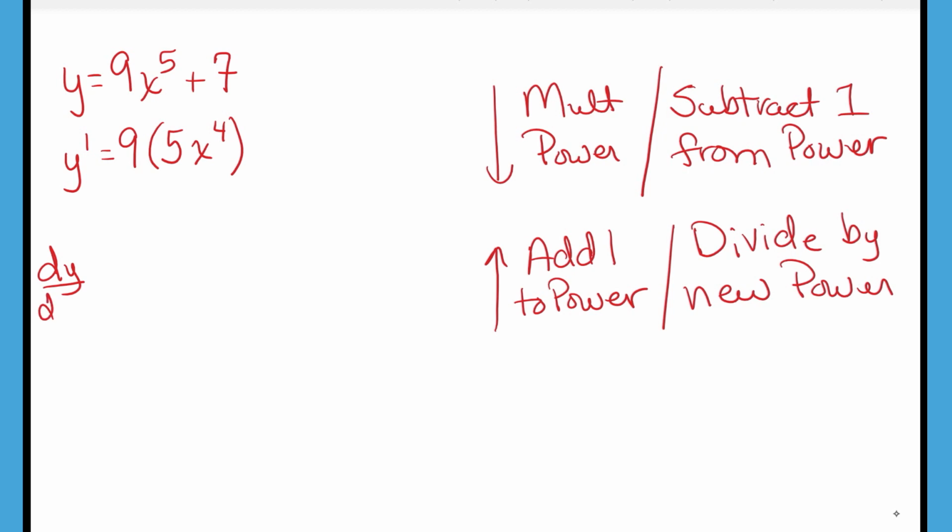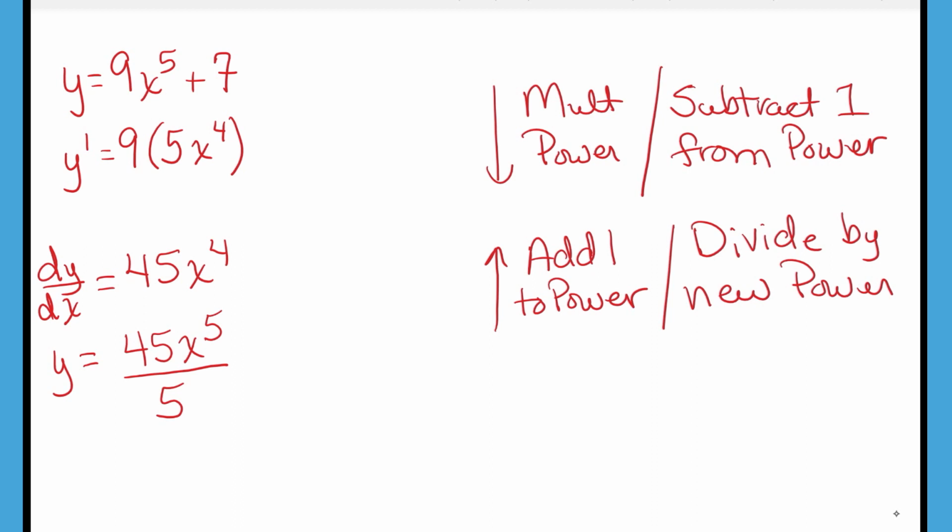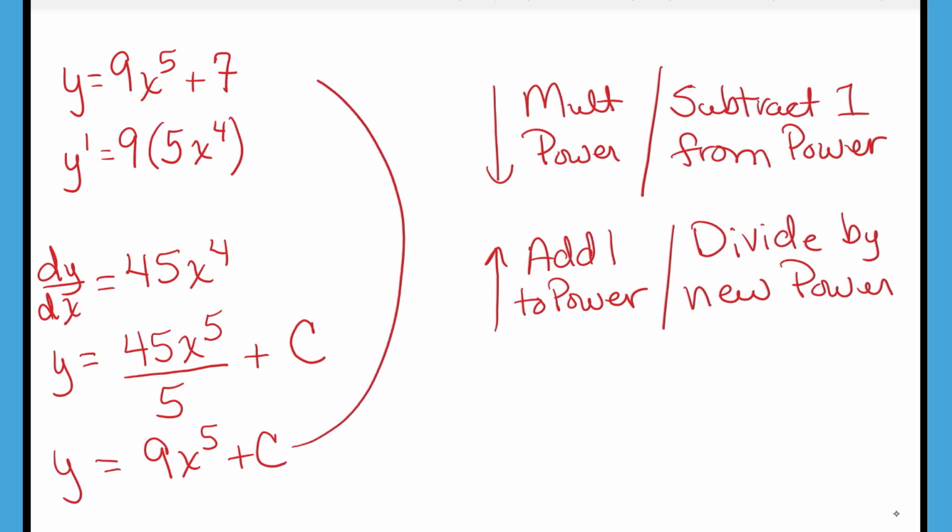Okay? So let's just say that I was given dy/dx equals 45x to the fourth. And let's see if this works. If I'm trying to find out what y is equal to, I'm going to add 1 to 4, and that is 5. And then I'm going to divide by that new power of 5. So I added a power and then divided by the new power. And then remember, we always have to add that mysterious number that could be there. And if you clean that up, you end up with 9x to the fifth plus c. And isn't that very close to what we had in our beginning problem?